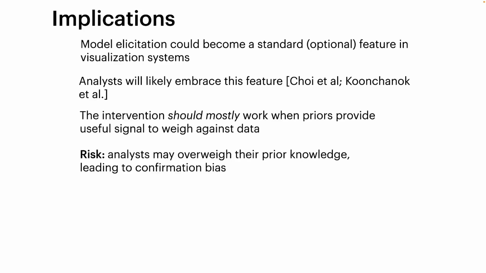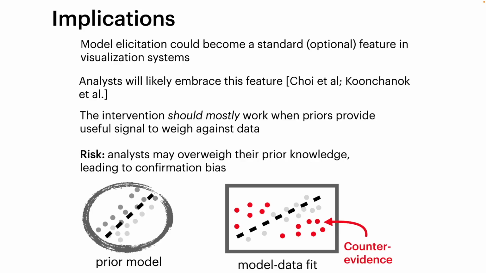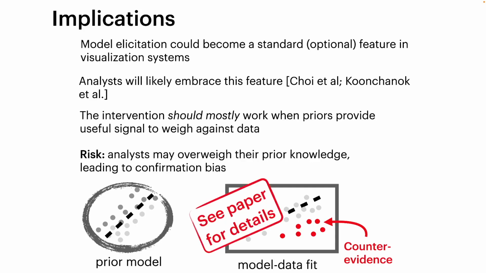One thing to note, though, is that the intervention will mostly work when priors do provide a useful signal to weigh against data. So there's always a risk that analysts could be misinformed or could attach even more weight than called for to their priors, which could in turn lead to confirmation bias. Now, in the paper, we explore a couple more additional interventions to try to alleviate this risk, including highlighting counter evidence or data that deviate significantly from the prior to try to call attention to those. The details are in the paper if you're interested.